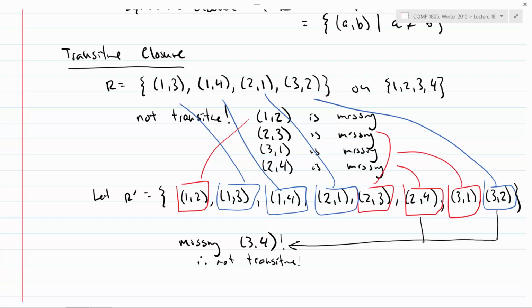This has to stop eventually because the worst thing that could happen would be you keep on adding things until you add everything you can add. You have the entire Cartesian product, and that is definitely transitive. So at that point, you will definitely stop. But hopefully, you will stop sooner sometimes. And in general, you do.